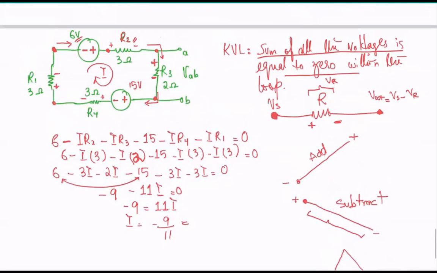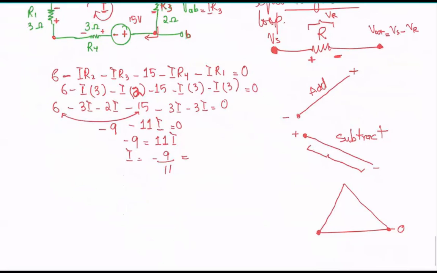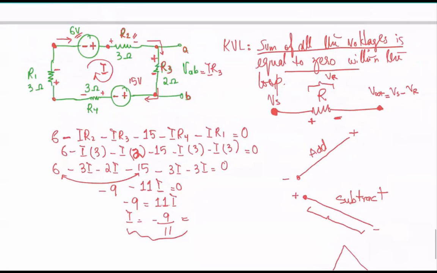And once I have this value of current I, if I need to find VAB, that would just equal I times R3, because whatever the voltage across R3 is the voltage across A and B, okay? This I you get from here, and then R3. So just remember, within the loop, we'll be deriving equations. And how we go about it, I just explained.